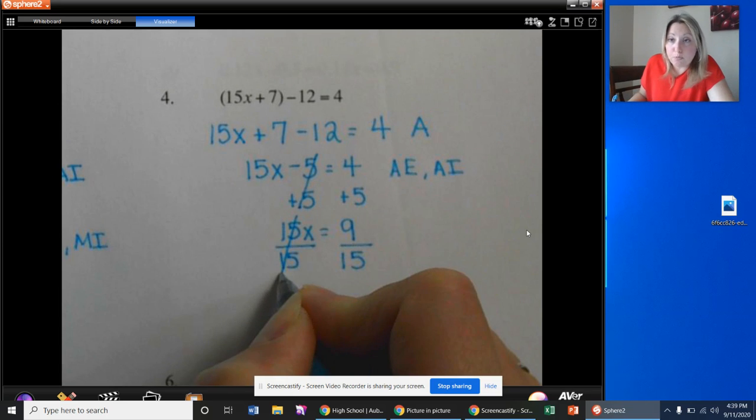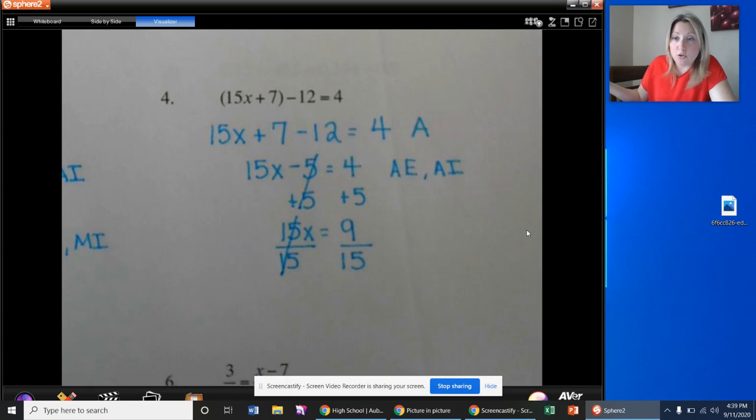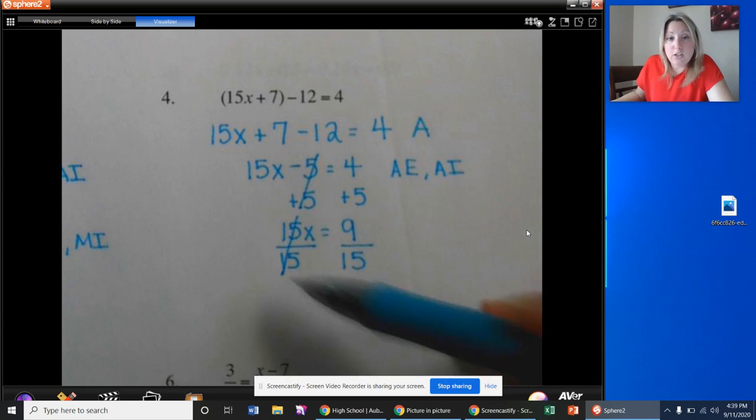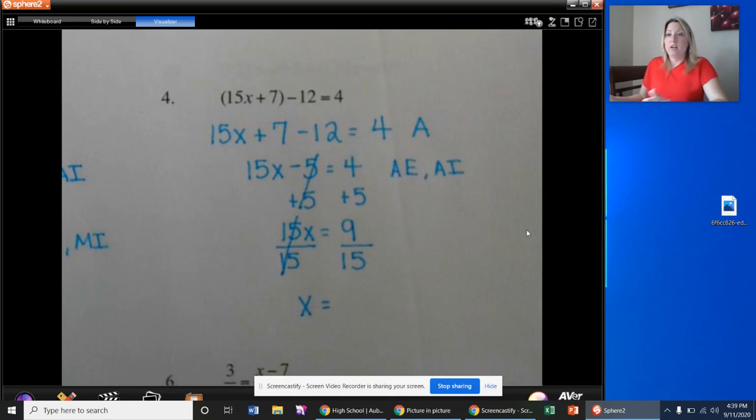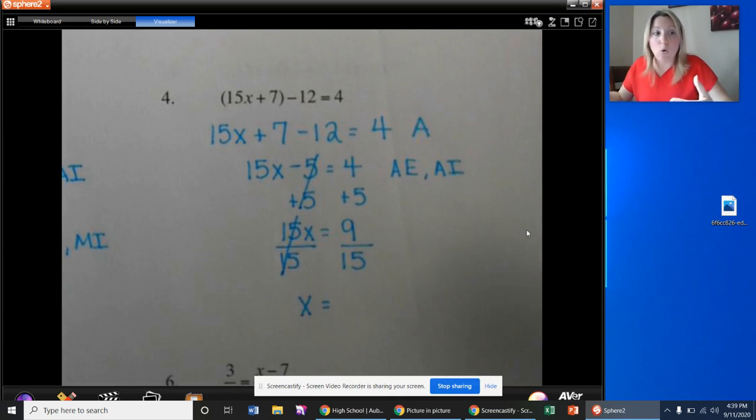Okay, so I'm probably noticing the same thing you're noticing right now. You might be freaking out about it a lot more than I am because I'm not freaking out here. 15 divided by 15 is still a 1. 1x is left. Awesome. 9 does not evenly divide by 15. 9 is smaller than 15. I've got something that's not going to give me a whole number. Please don't freak out about that.